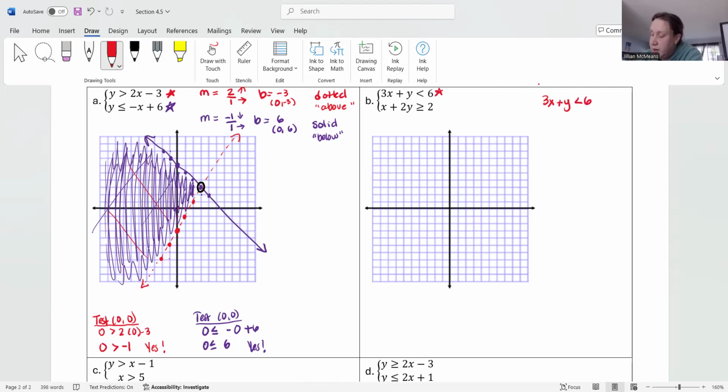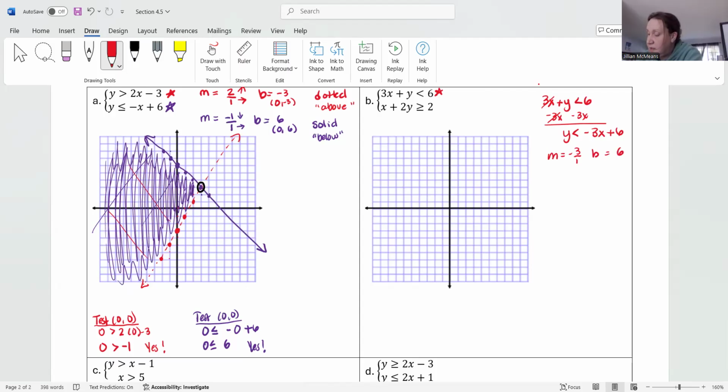I want to solve that for y. So we're going to do this one in red. All I need to do here is subtract 3x from both sides. Well, 3x minus 3x is 0. 0 plus y is y. So I get y is less than -3x plus 6. Okay? And in this case, my slope is -3 over 1. My y-intercept is 6.